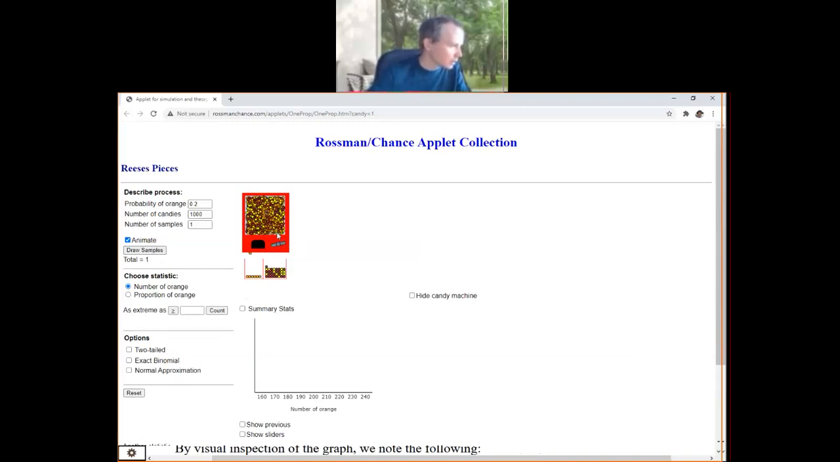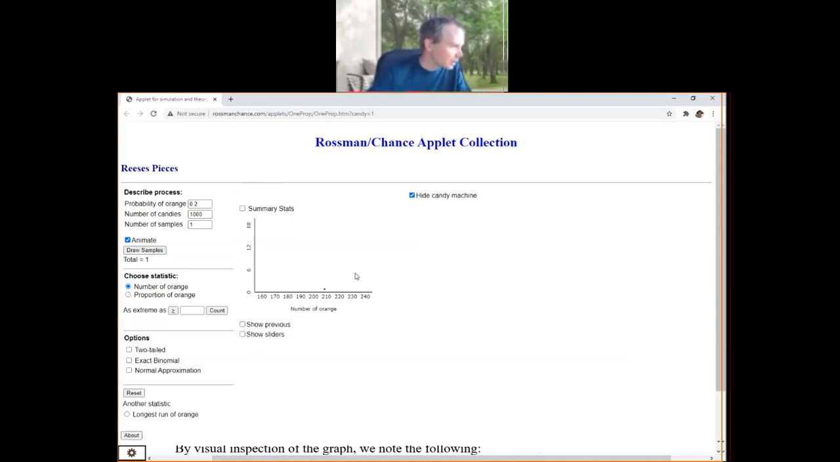I guess this would take all day to fill up the 1,000. See if we can hide the candy machine. Okay. But what it does is it puts a dot here on the number of orange candies that we had. Okay. This looks like it was somewhere like maybe 208. And I can take another sample, and this is just simulating taking a sample of 1,000 candies and counting how many are orange.